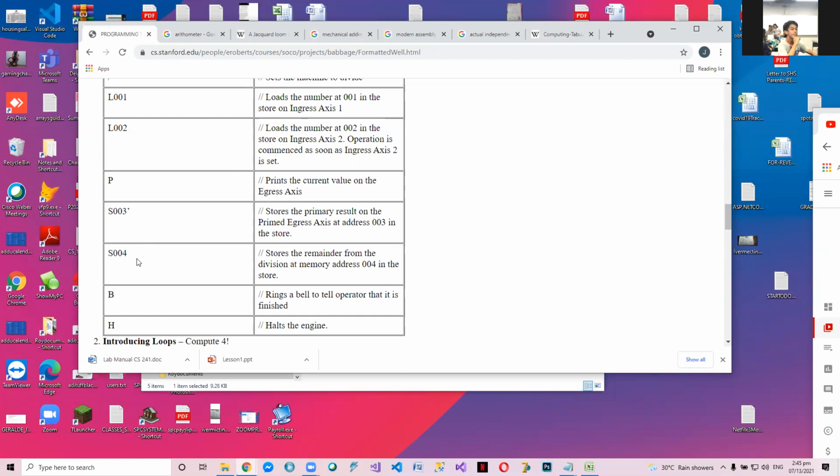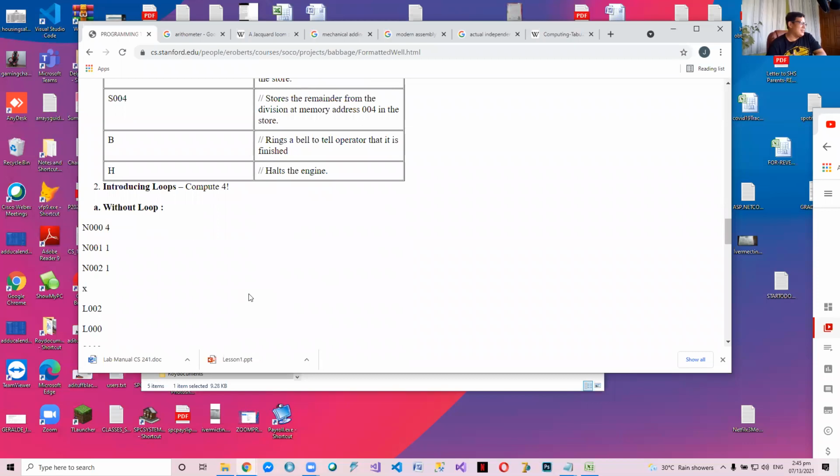Let's have a sample program, okay? Para we will understand this. I think this is becoming interesting, no? Now, the sample program presented is the factorial of 4.